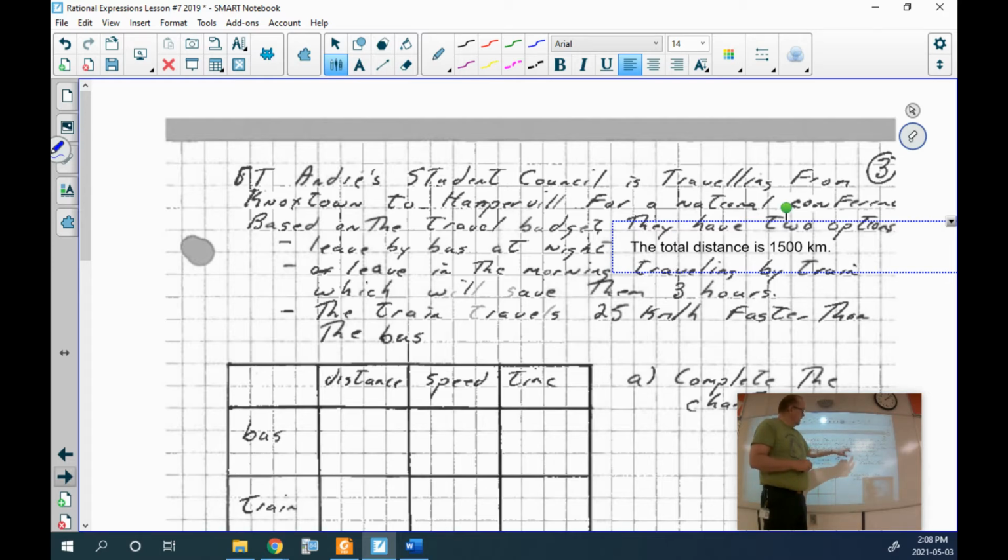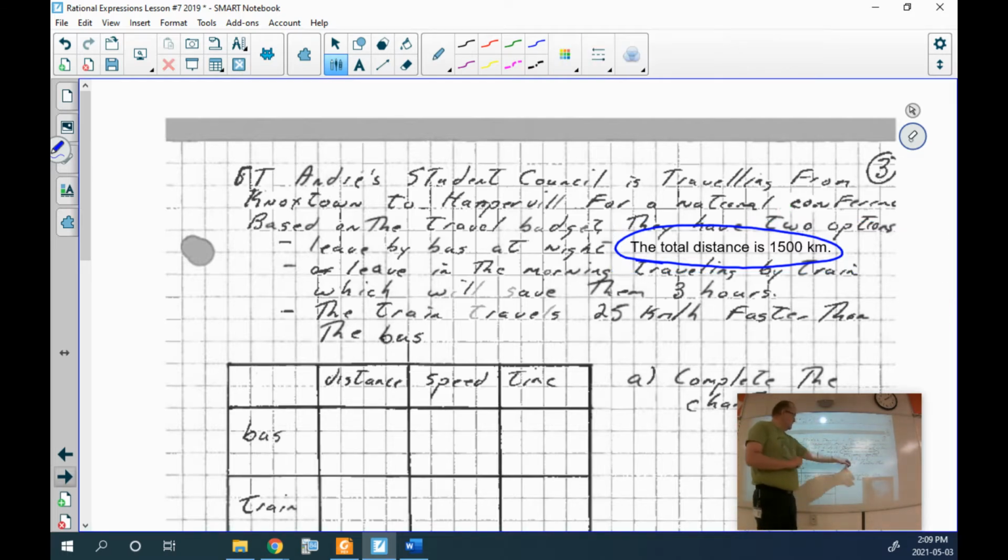And another one here, you will notice that Mr. Hovey doesn't put the entire question down. St. Andrews Student Council is traveling from Knoxville to Harperville for a national conference. Based on the travel budget, they have two options. One thing we have to do in here, which I didn't put in, the total distance is 1,500 kilometers. You can leave by bus at night or leave in the morning traveling by train, which will save them 3 hours. And the train travels 25 kilometers an hour faster than the bus.